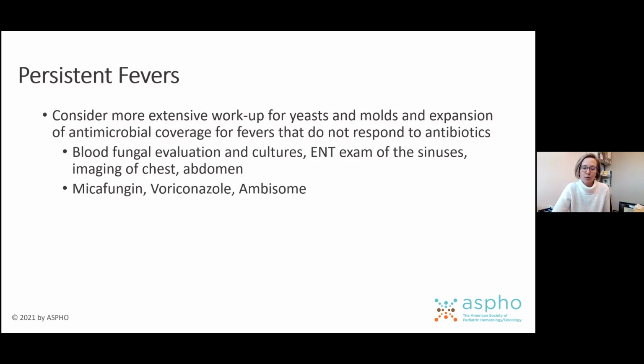Specific ways to look for fungal infection, as I mentioned, good skin exams are really important, but blood fungal evaluations can be done and cultures as well, ENT exams of the sinuses or CTs of the sinuses, and then also CTs of chest, abdomen, pelvis to look for infections in the lung or solid organs, which is also important. Treatment escalation for this can be done with micafungin, voriconazole, or any of the conazoles, and AmBisome as well in the setting of serious infections or suspicion for resistant organisms.